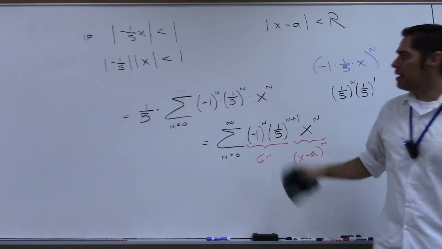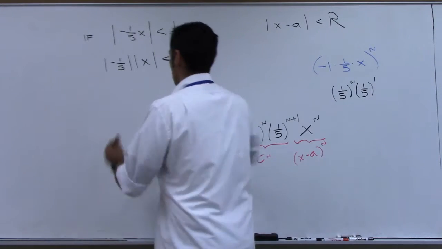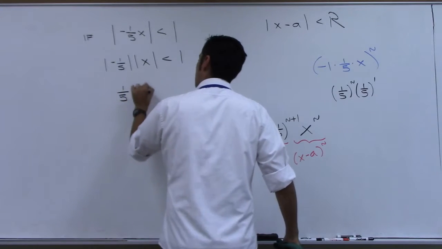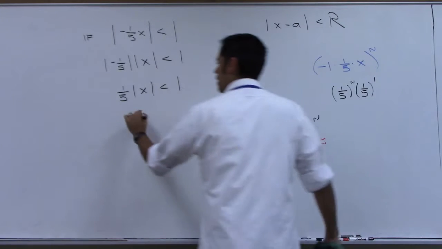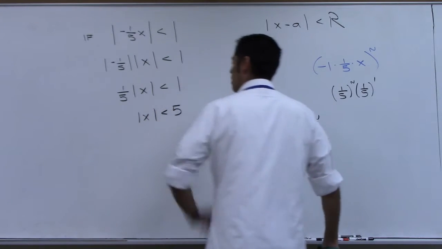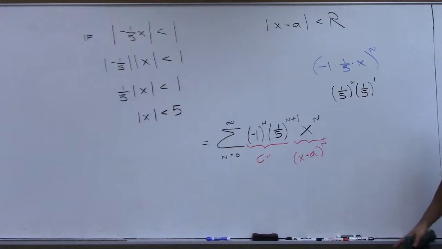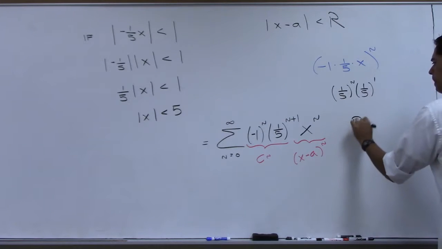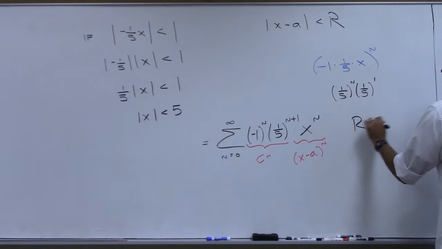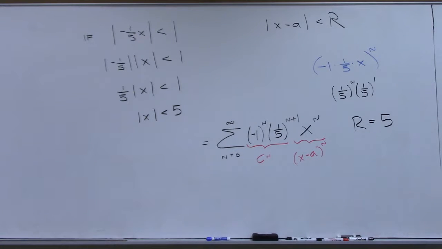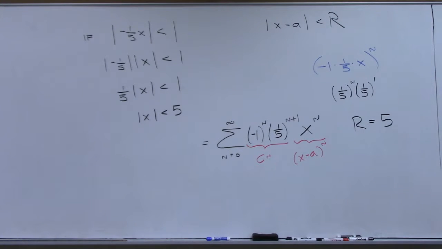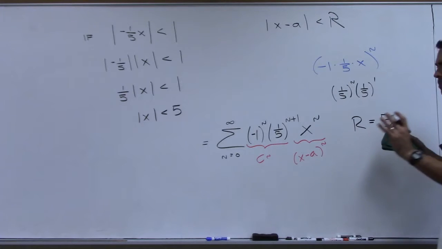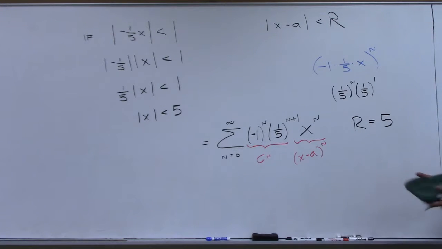What is the absolute value of -1/5? 1/5. And then what do we do? Multiply both sides by 5. So the absolute value of x has to be less than 5. So what's my radius of convergence? 5. So r is 5. Okay? Any questions? This is about as basic as it's ever going to get right here.